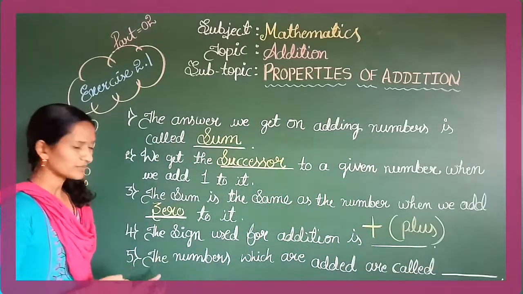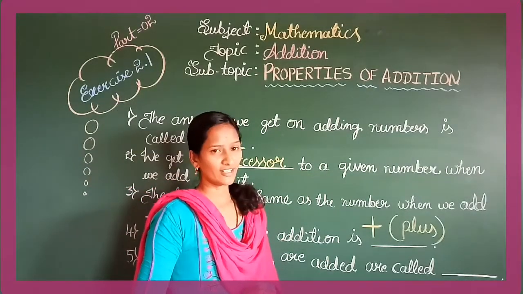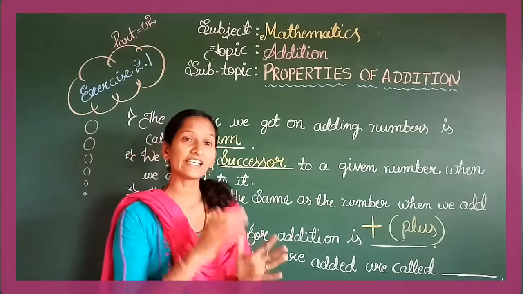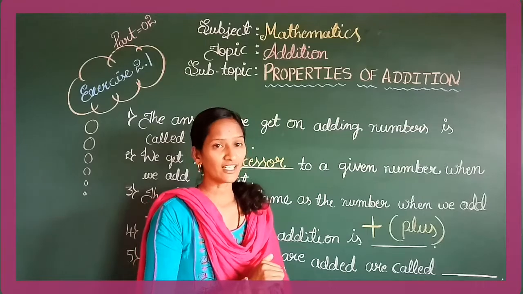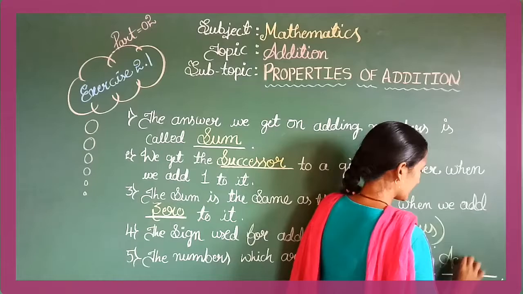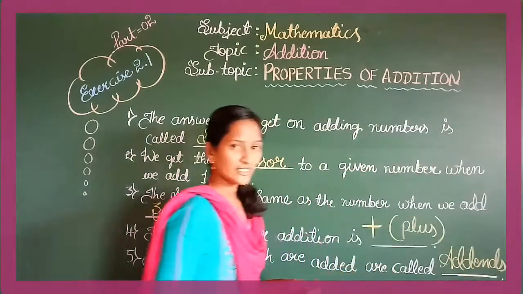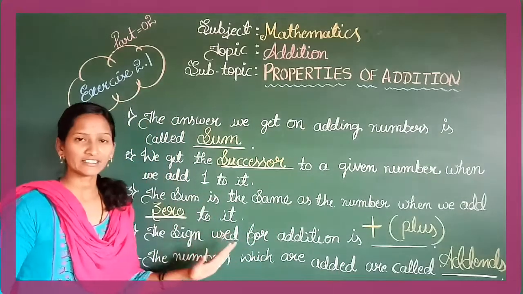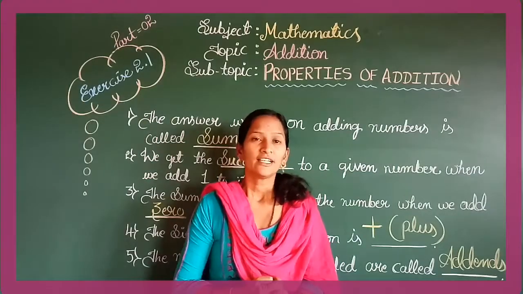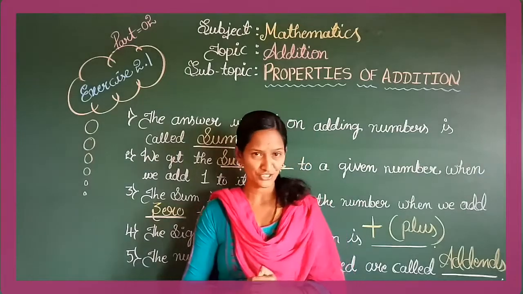Okay. So now come to the last one. The numbers which are added are called. Yes, I already told you. The numbers which are added in addition, we call them addends. So write here A-D-D-E-N-D-S, addends, right? So students, now we completed exercise number 2.1, right? Yes, my dear students, so in this class you learned the properties of addition, right?